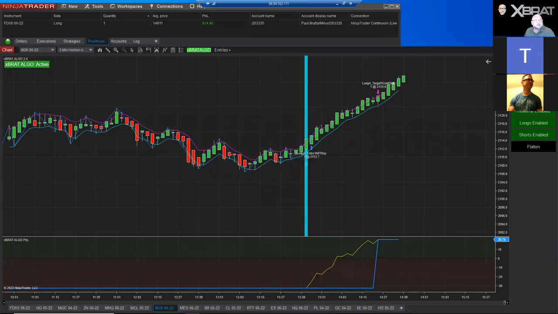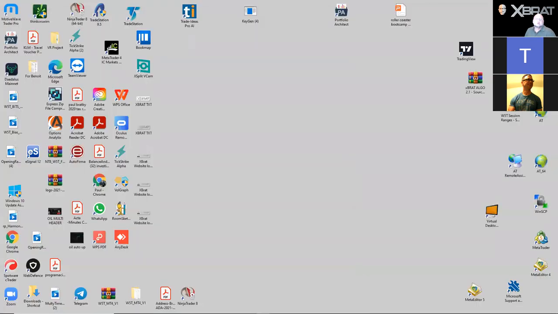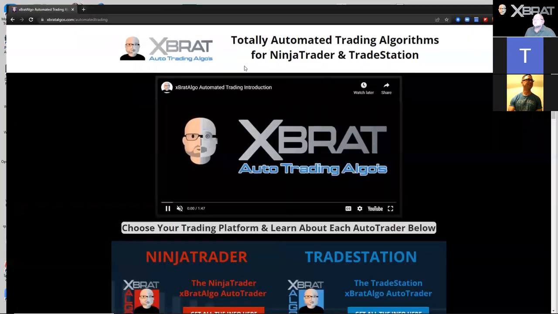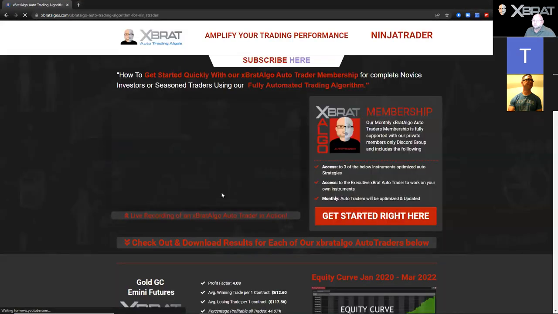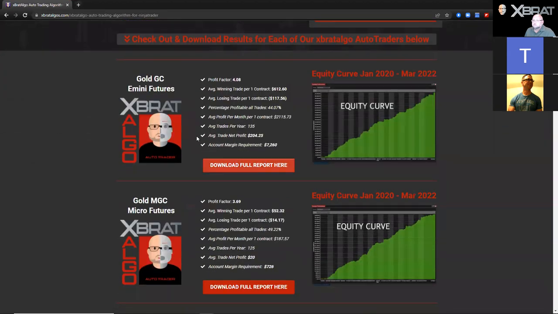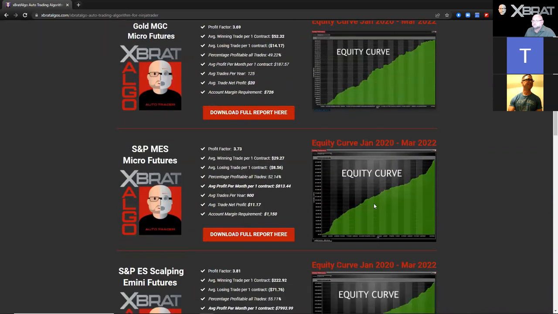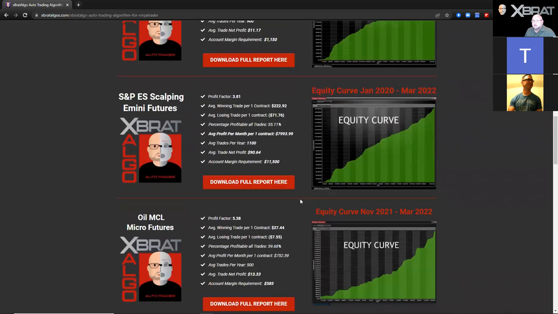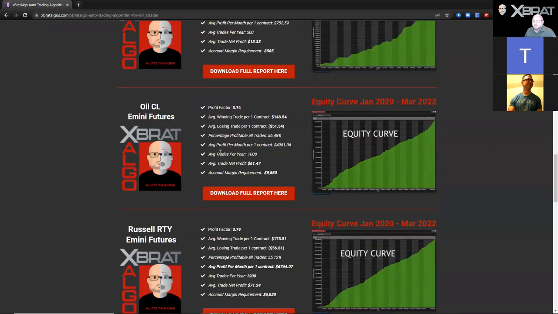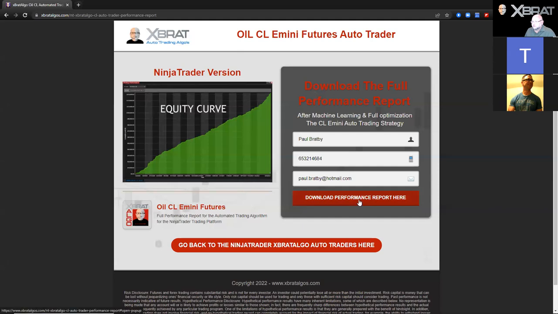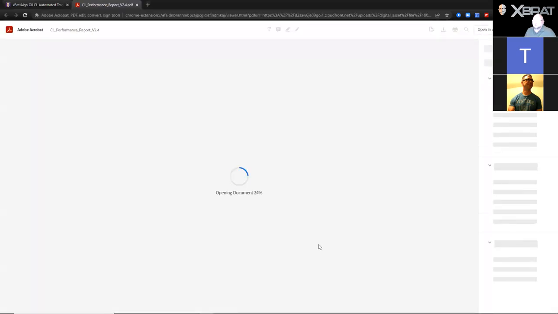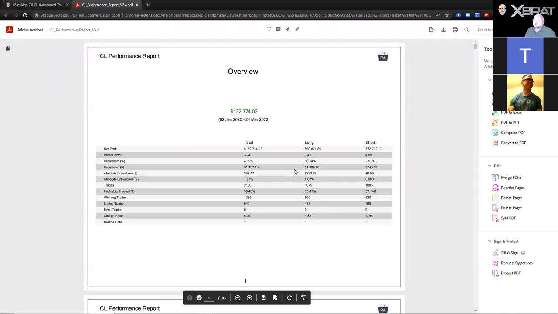So when we go to the website, I'll bring that over in a second. Just move that out of the way. NinjaTrader is the one we want. So when we look at gold, we see the profit factor. We can see the equity curve for each one here. MES, great equity curve there. The ES scalping, the oil. When we click on download report, we go to this point, fill in our details, download the performance report, click to download, and there it appears. So that helps you make your choice.